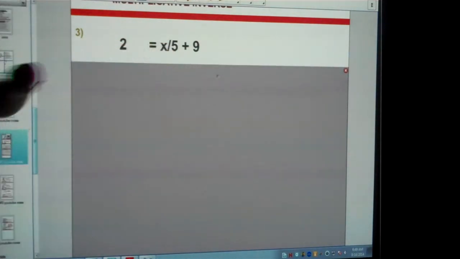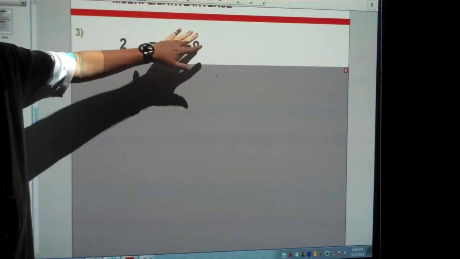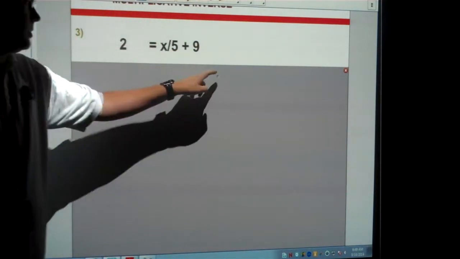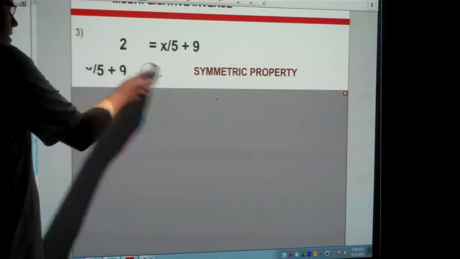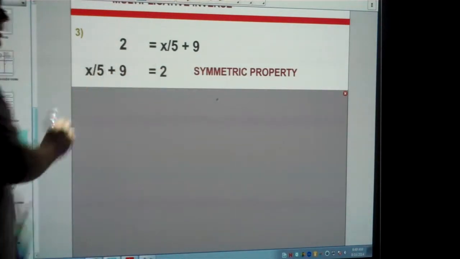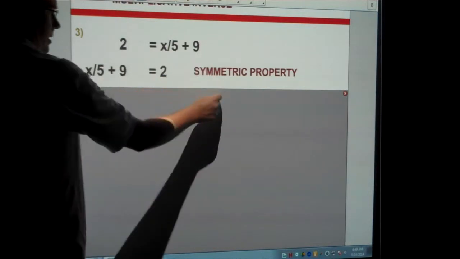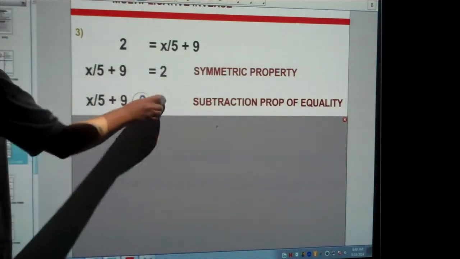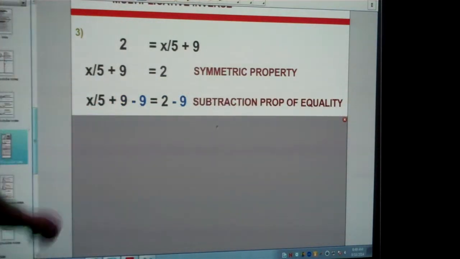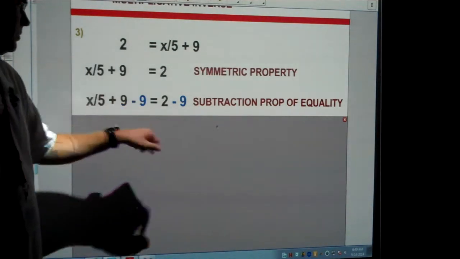Now this one, I got a fraction here. I've also got my x's on the right-hand side. I always prefer them on the left-hand side, so I'm going to switch those two things over straight away. And that's called the symmetric property. Now I want to collect like terms here together again. So instead of adding 9, I want to subtract 9, from both sides though, so that would be my property of equality again with subtraction.